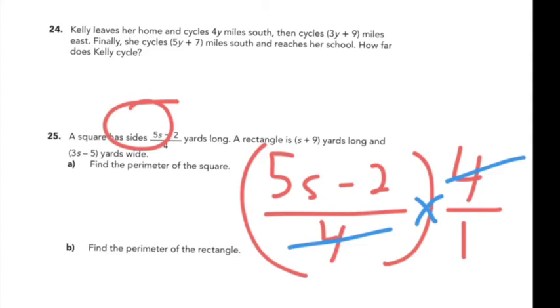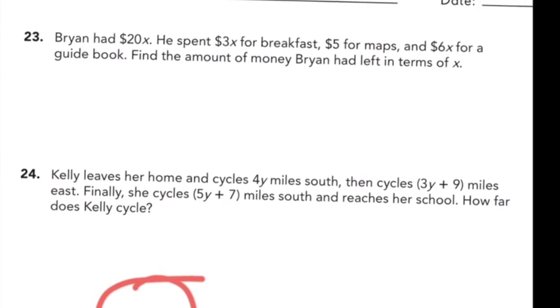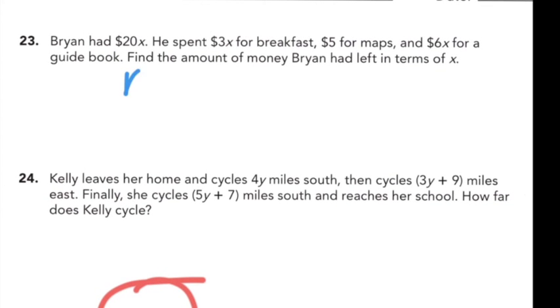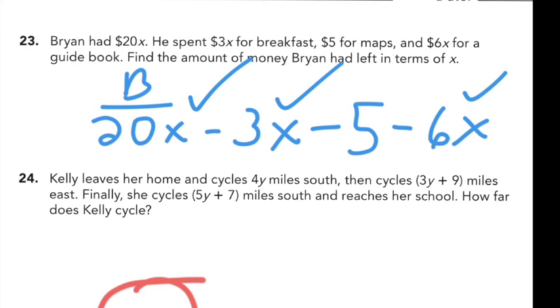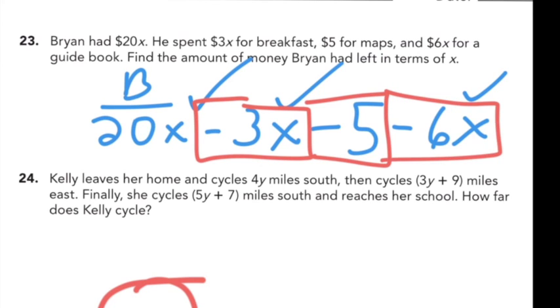And let me just go back to one up here. So Brian has 20x dollars. He spends 3x for breakfast, so spends means to subtract, $5 for maps, and 6x for a guidebook. So now what you need to do is write an equation, or an expression, with all these terms. Just remember, though, you only can combine the 20x, the 3x, and the 6x. You can't combine the 5 with that. I'm not going to give you the answer for this, but you need to box these out. Once you box them out, you could then easily simplify this.